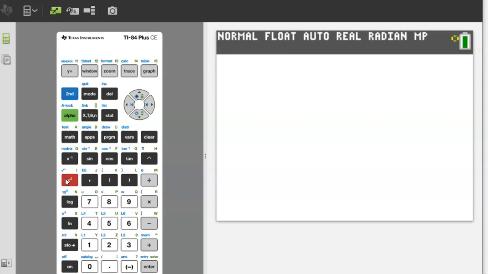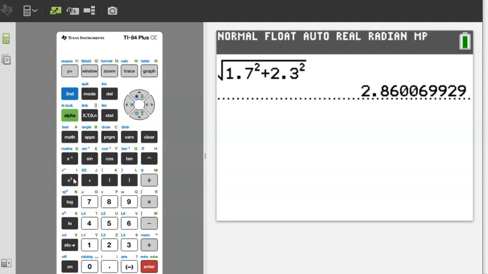Okay, so let's actually go to the calculator to do this. I'm going to type in exactly how I wrote it: square root of 1.7 squared plus 2.3 squared. I never actually need to know what 1.7 squared is. I don't care. The calculator is going to do all that heavy lifting for me. Just make sure it's all inside the square root, and boom, there we go.